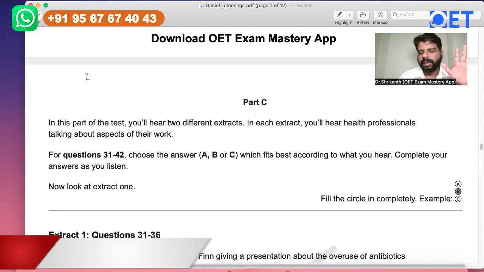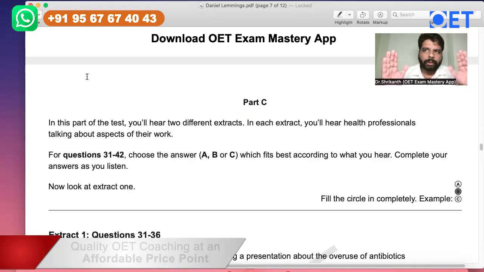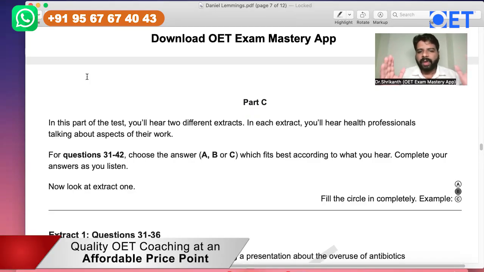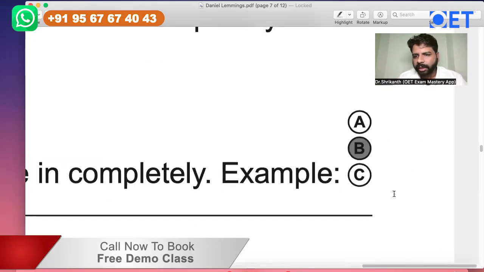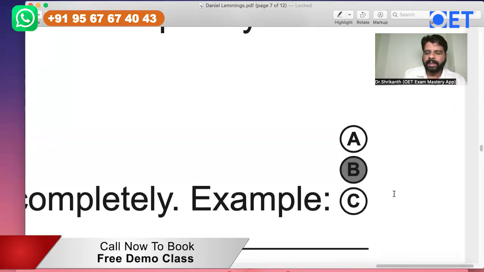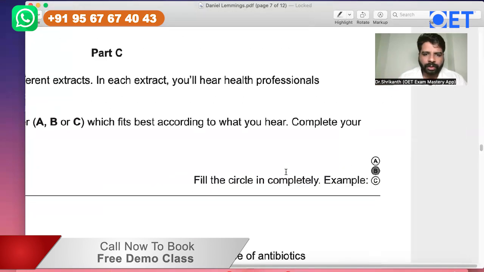Okay, so in Part C, you'll be getting two separate audios. Both audios will be minimum 5 minutes long. And for each audio, there will be 6 multiple choice questions. You have to choose the correct answer option. So for example, if you believe answer option B is the correct answer, and you're doing the pen and paper based test, with your pencil you have to shade B as the correct answer like this. Okay, so that is what you're supposed to do.